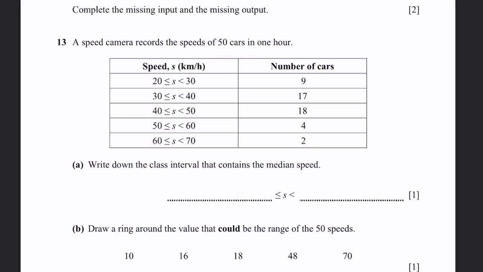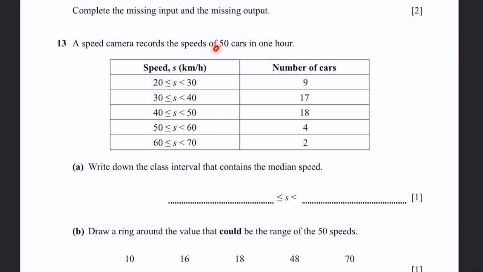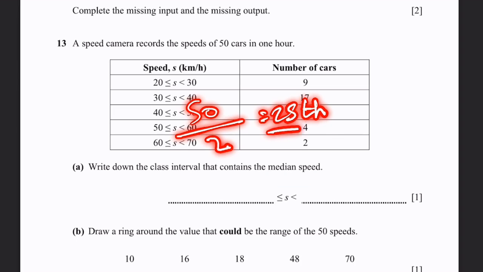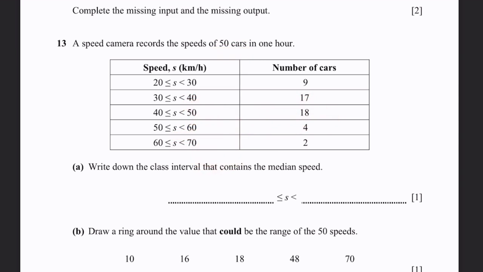A. Write down the class interval containing the median speed. So if we have 50 cars, that means the 25th and 26th cars will be the ones with the median speed. How do we know that? We can do 50 divided by 2, that's 25, so the 25th value. Why divide by 2? Because when we see a number of objects, in this case 50 cars, if we divide by 2, we'll get to the middle value.